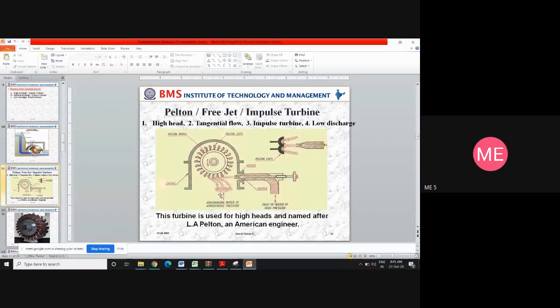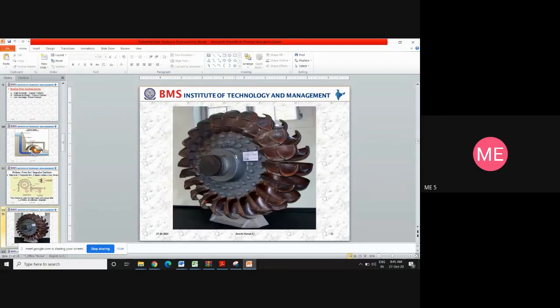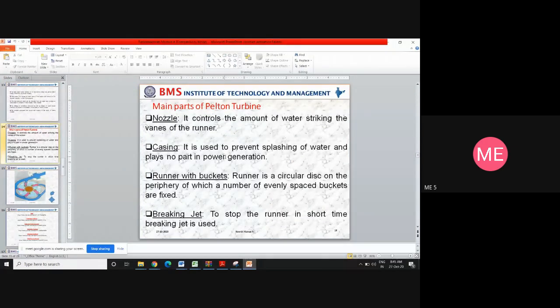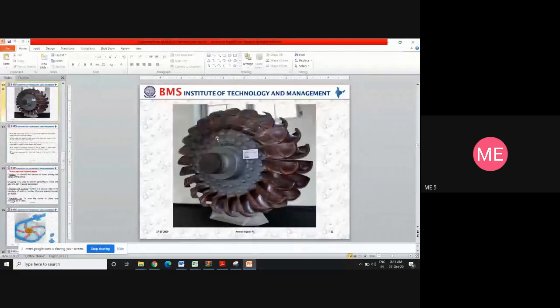If you are asked to explain the working of a Pelton turbine with a neat figure, you have to draw this figure along with the explanation. What explanation should you give? The Pelton turbine has a high speed jet, and the water flows along the inner curve of the bucket. All these explanations should be given. Along with that, the main parts of the Pelton should also be mentioned: nozzle, casing, runner buckets, and braking jet.